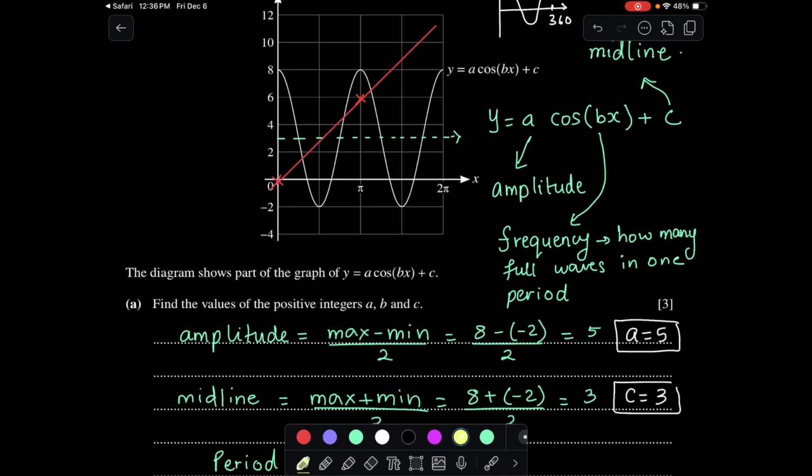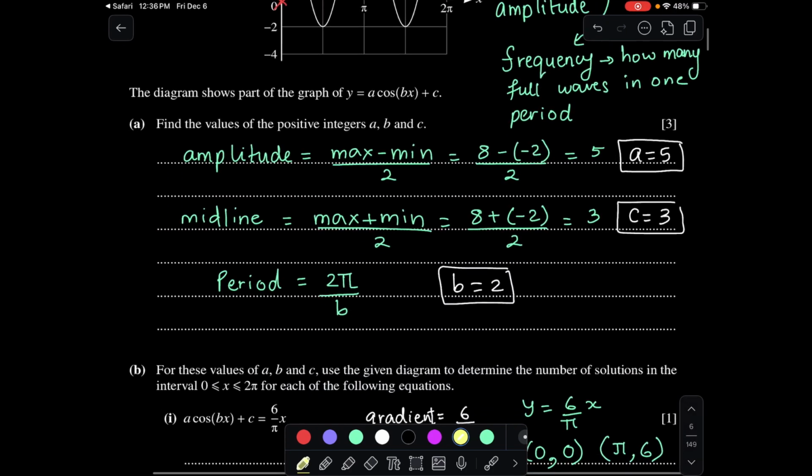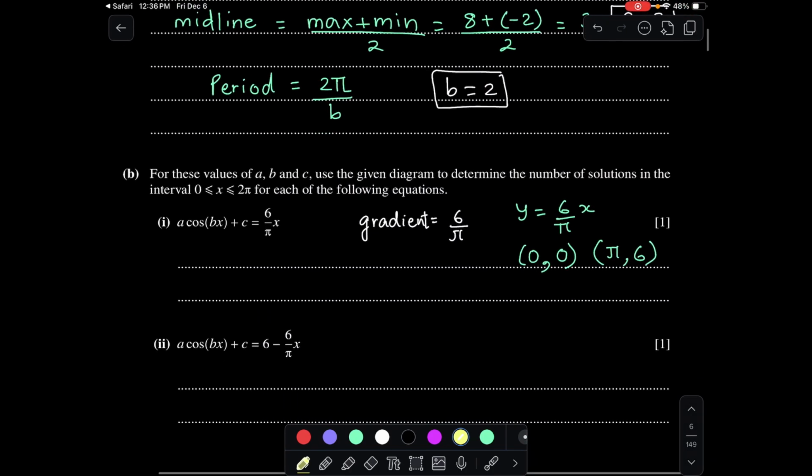In how many places does it intersect the cosine graph? You can see that this is one intersection, two intersection, three intersection. That means there are three intersections, so there will be three solutions.